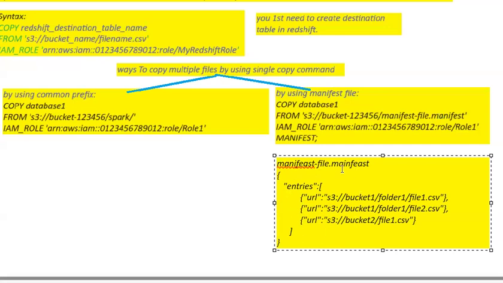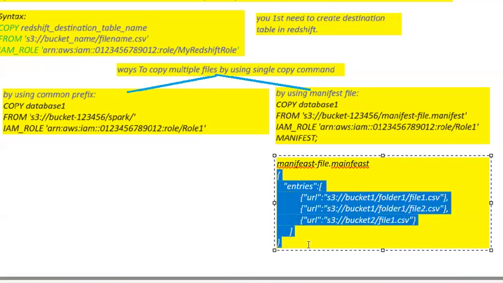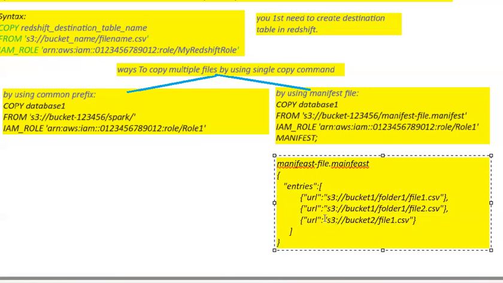This manifest file will look like this. It contains what? Entries. From here till here, this is your manifest file. This is how it looks, under JSON format. Under the entries, you need to provide the URLs of whatever files you want to copy.